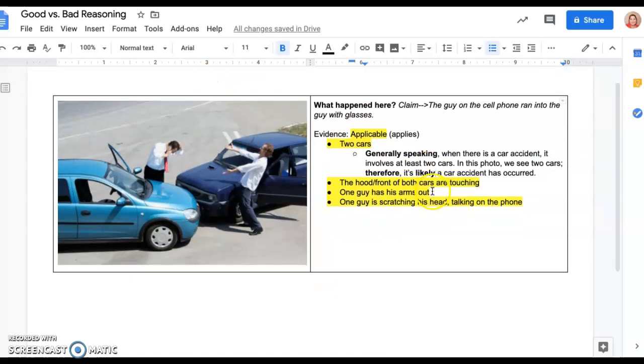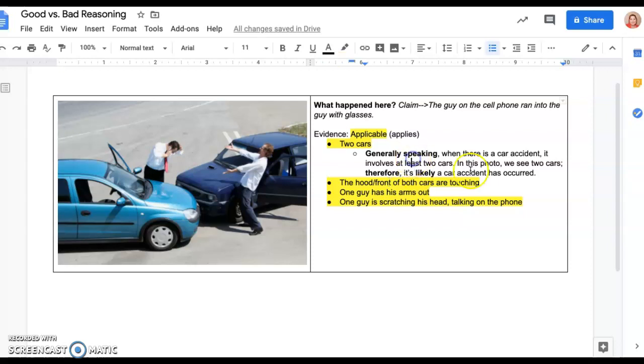Now let's look at our next piece of evidence. The hood or front of both cars are touching. Take a second, pause this video, and think about how you would create reasoning language to connect this piece of evidence to this claim. It's going to happen similarly to what we did with the two cars. It doesn't prove the claim by itself, but it's a building block in proving the claim. So take a second, pause the video, and think of how you would explain this to somebody.